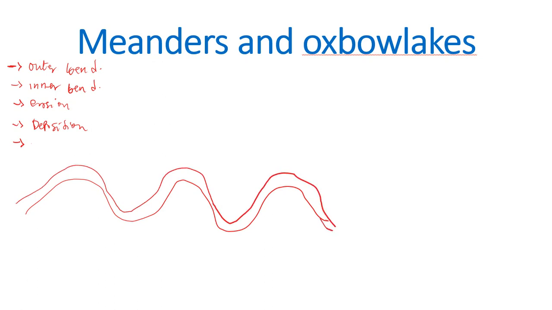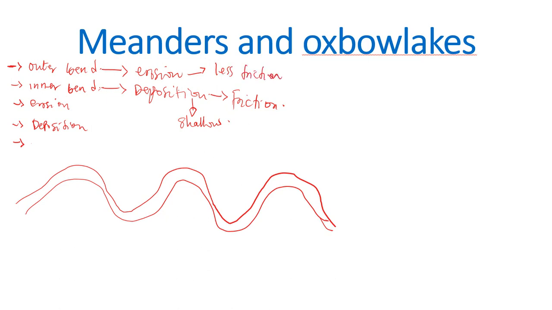at the outer bend you have erosion, at the inner bend you have deposition. Deposition occurs when there is a high level of friction, and because there is deposition, the area will become shallow. It will not be deep. While here there is less friction, so erosional processes can occur. So it's formed through erosion and deposition.